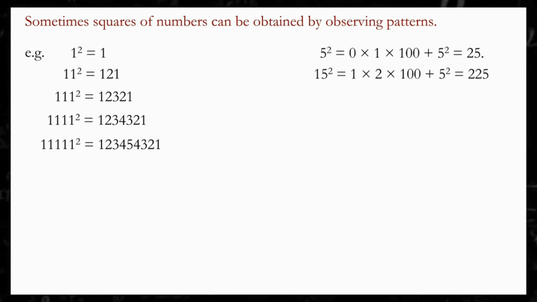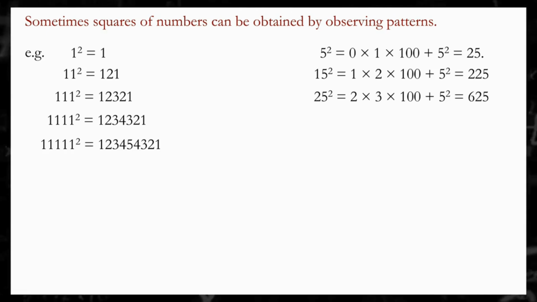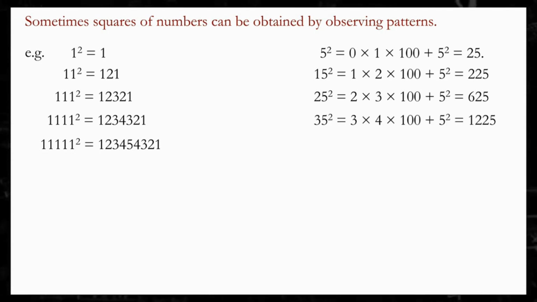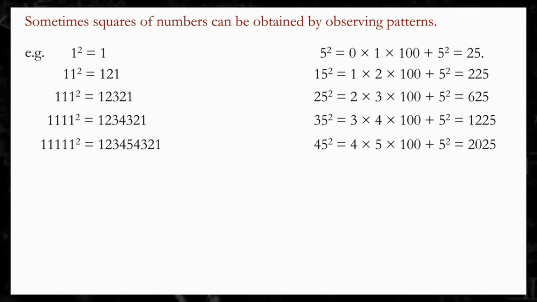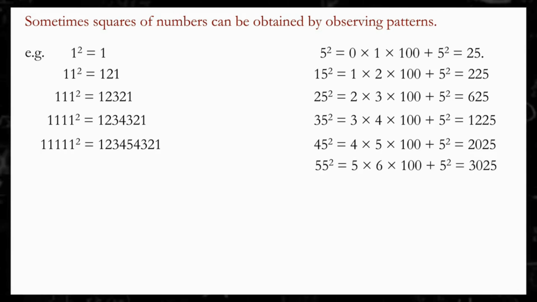15 square is equal to 1 into 2 into 100 plus 5 square, which is equal to 225. 25 square, which is equal to 2 into 3 into 100 plus 5 square is equal to 625. 35 square is equal to 3 into 4 into 100 plus 5 square is equal to 1225. 45 square is equal to 4 into 5 into 100 plus 5 square is equal to 2025. 55 square is equal to 5 into 6 into 100 plus 5 square is equal to 3025.